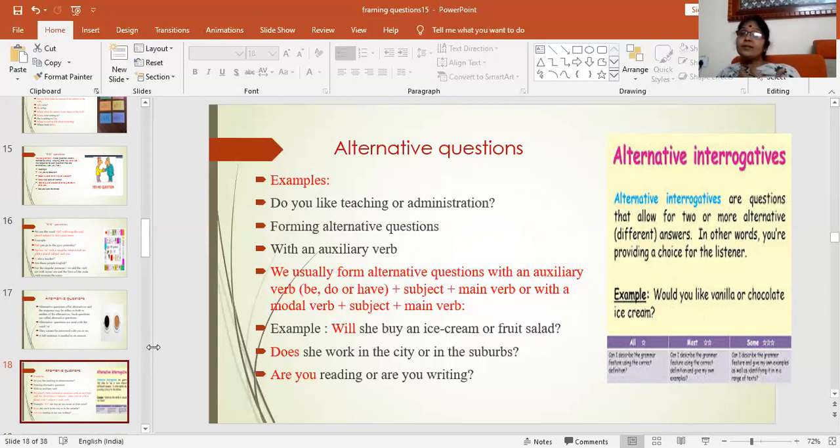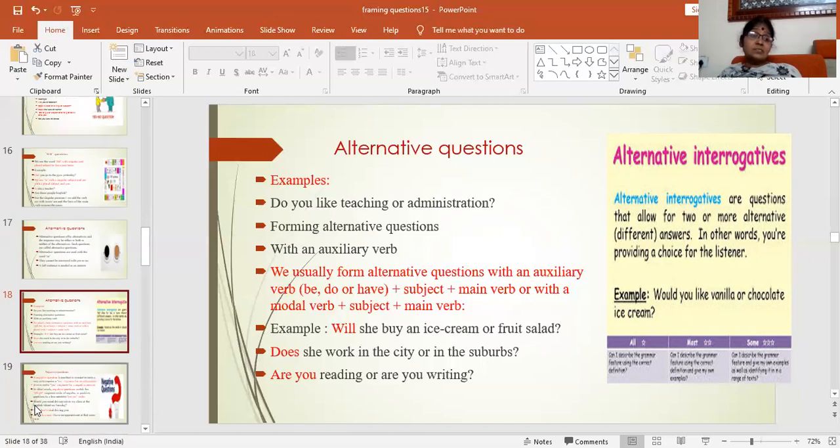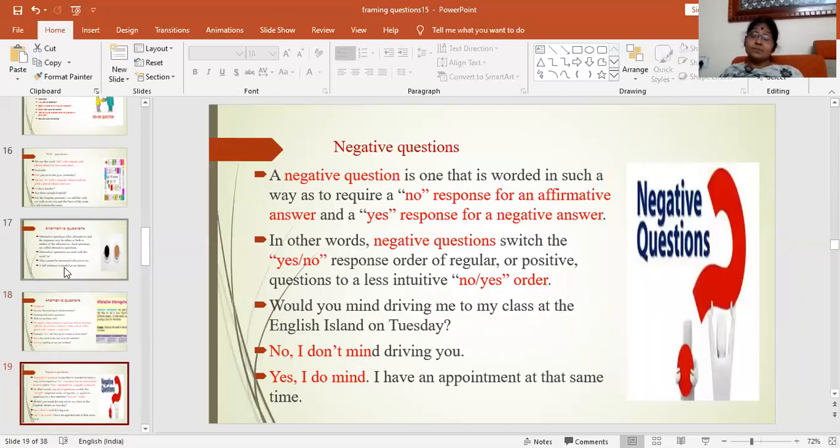So alternative interrogatives are questions that allow for two or more different answers. In other words, you are providing a chance for the listener, right? Would you like vanilla or chocolate ice cream? I may say either of them, or I like vanilla, or I like both. My answers can be anything, right? So this is about alternative questions.